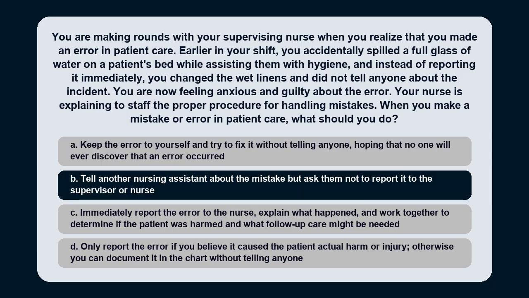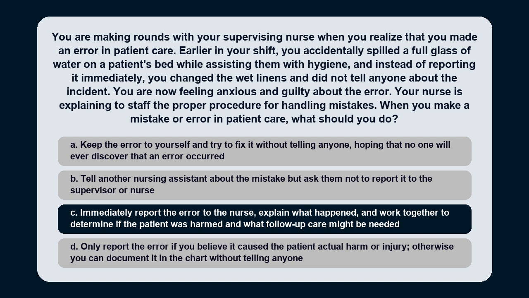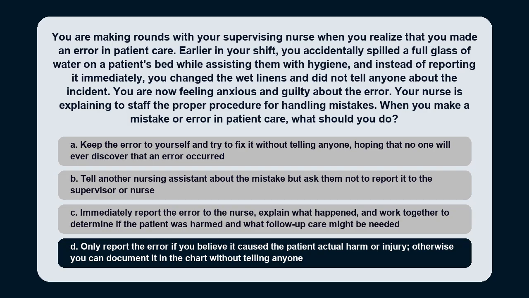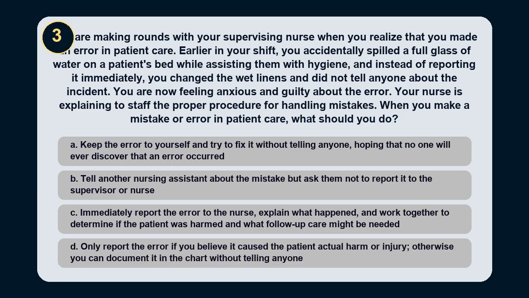Option B. Tell another nursing assistant about the mistake, but ask them not to report it to the supervisor or nurse. Option C. Immediately report the error to the nurse, explain what happened, and work together to determine if the patient was harmed and what follow-up care might be needed. Option D. Only report the error if you believe it caused the patient actual harm or injury. Otherwise, you can document it in the chart without telling anyone.